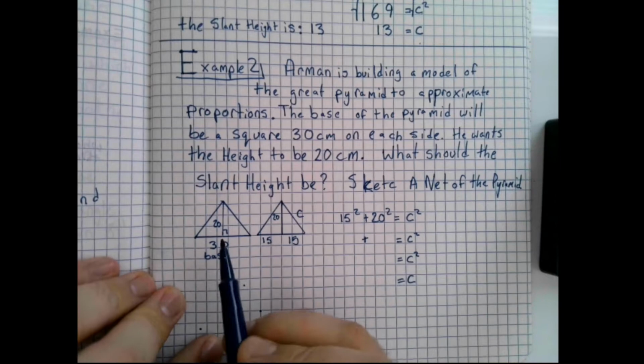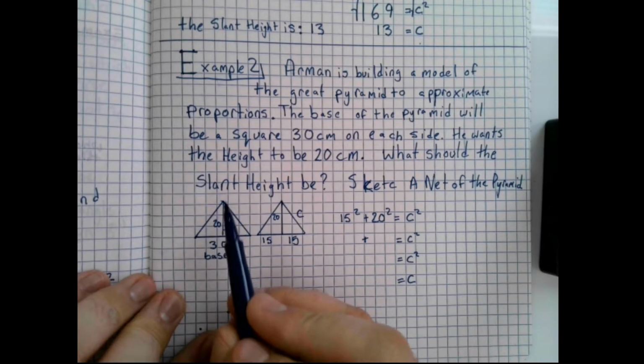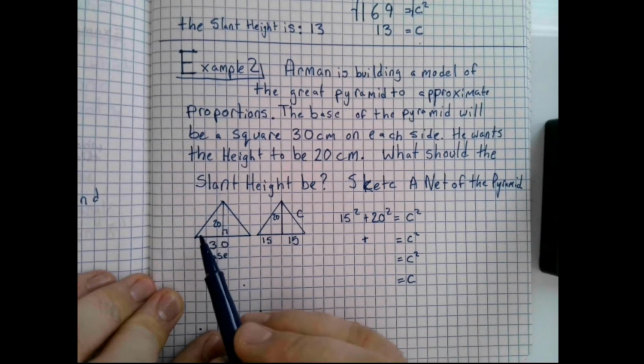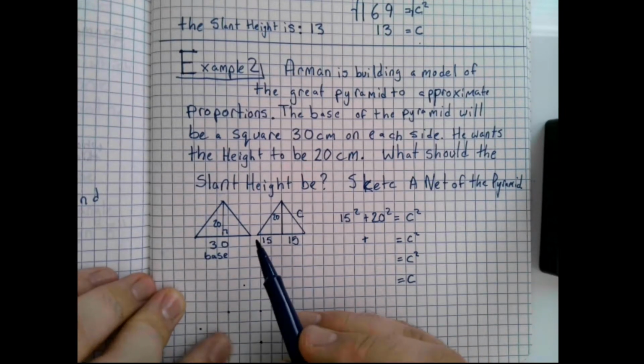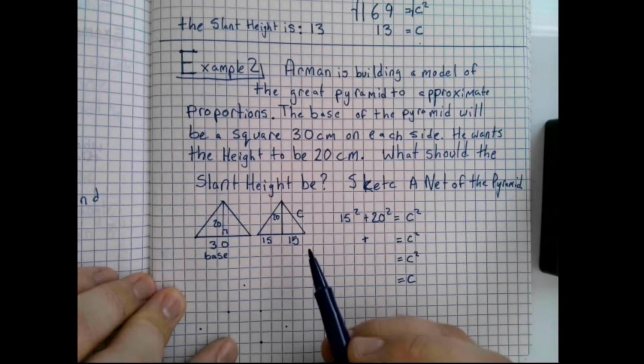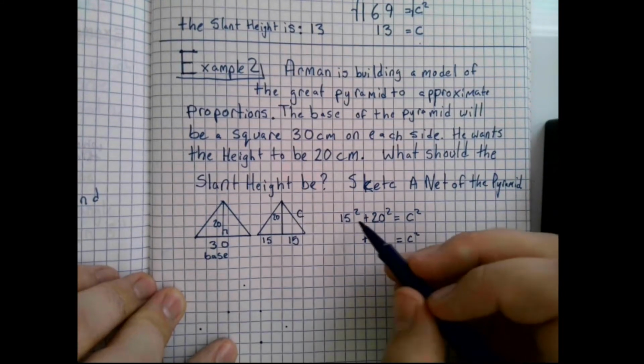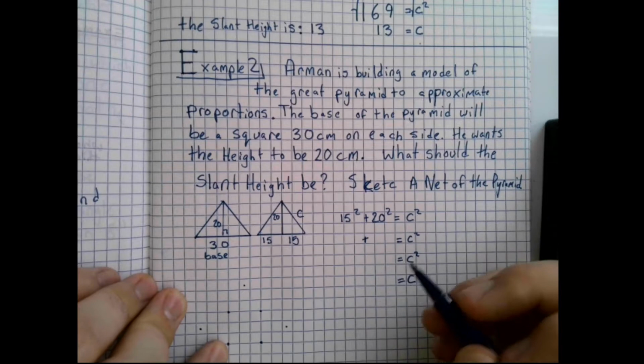So first off, here's a triangle with a height of 20 and a base of 30. Notice the base of 30 is the whole thing. We need to split that in half. Half of 30 is 15, so we're going to have a 15, a 15, and a 20. So we're going to have 15 squared plus 20 squared equals c squared.